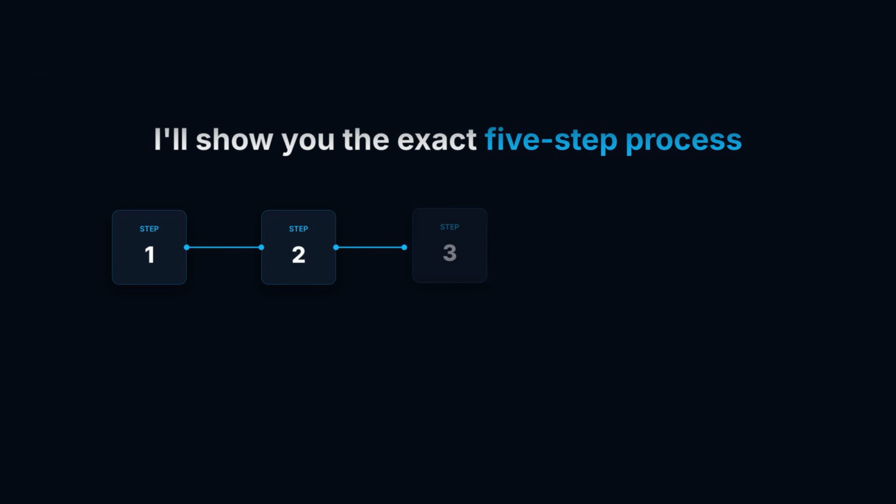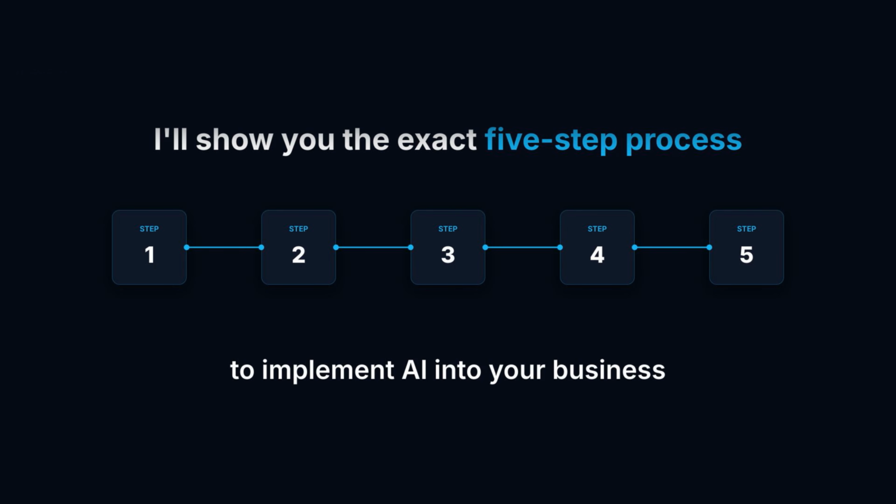My name's Scott Bartnick. I'm a 2x Inc. 5000 CEO, and I've been building systems and automation workflows for over 10 years. In this video, I'm going to show you the exact 5-step process I use to implement AI into my business and set it up so it runs without you.